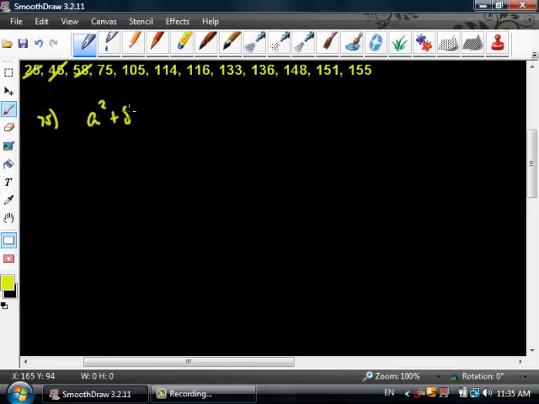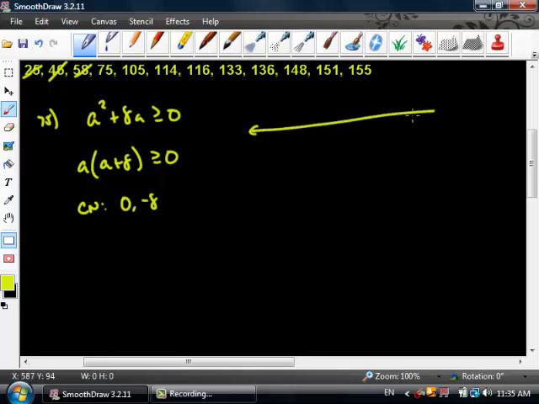A squared plus 8a is greater than or equal to 0. From here I'm going to factor out an a, and I get a times a plus 8 is greater than or equal to 0. So my critical numbers in this function are going to be 0 and negative 8. So what I do is I take these values and I pump them into a sign chart: 0, negative 8, and I plug my functions in. So my functions are a and a plus 8.